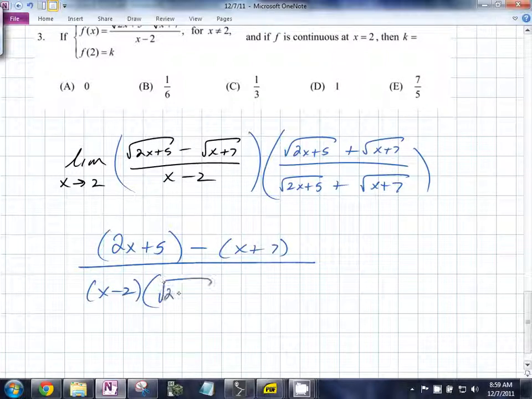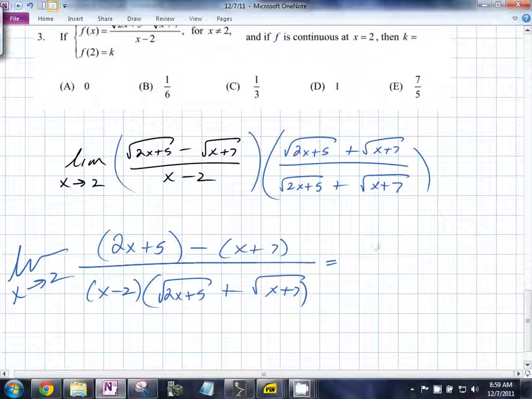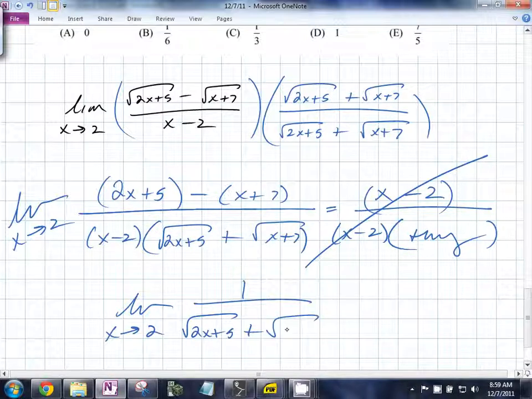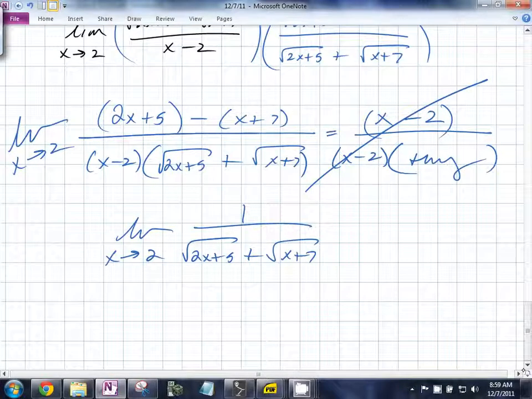And this is the limit as x goes to 2, right? What does the top turn into? 2 over x minus 2 times this thing, right? What cancels? So you're left with the limit as x goes to 2 of 1 over root 2x plus 5 plus root x plus 7. Now, can you actually plug in 2? Yeah, that's equal to 1 over the square root of 9 plus the square root of 9, which is equal to 1/6. Is that one of the answers?